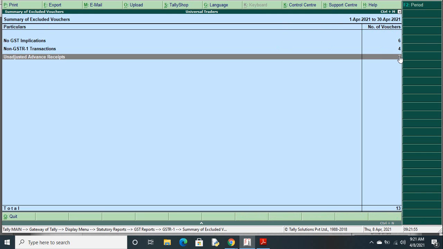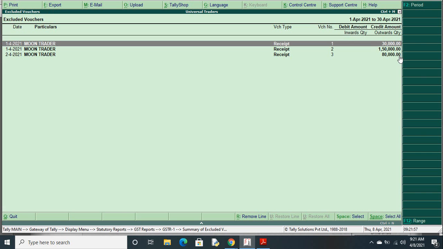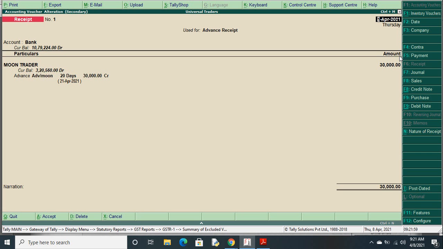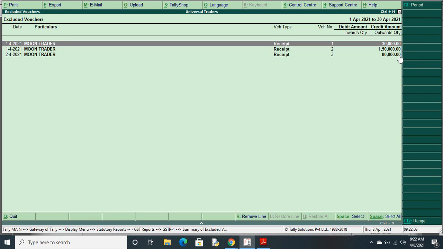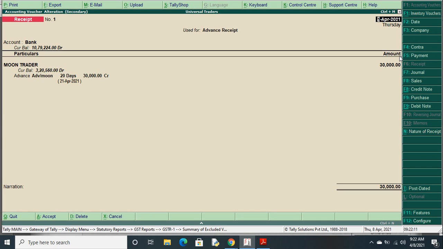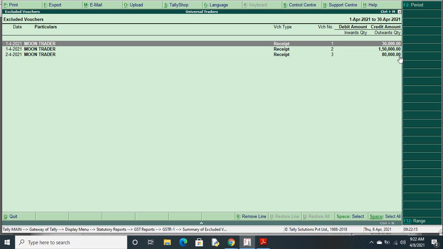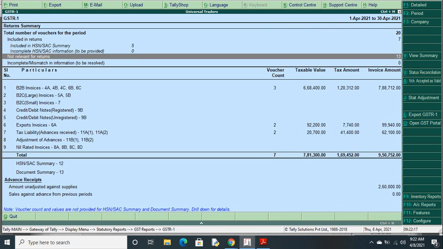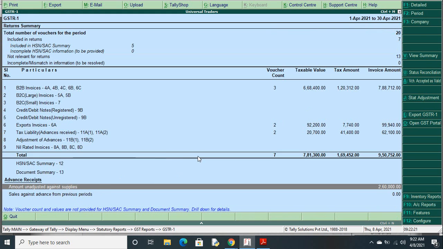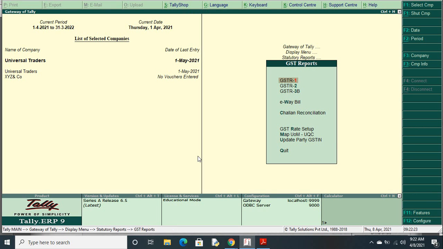Next, unadjusted. We have entered these transactions in journals. Okay, we'll see. So this is about the complete report whatever we have.